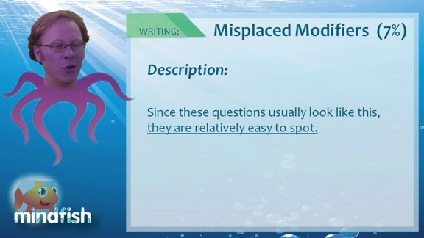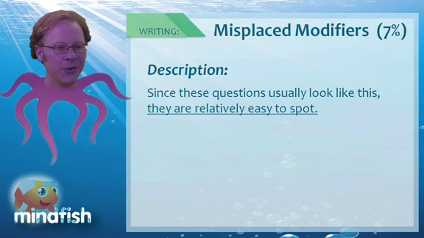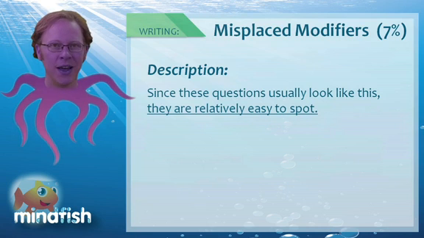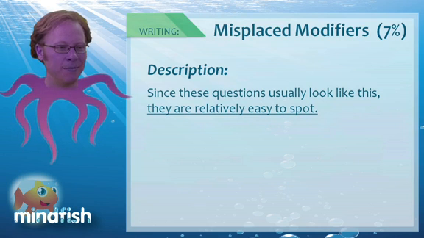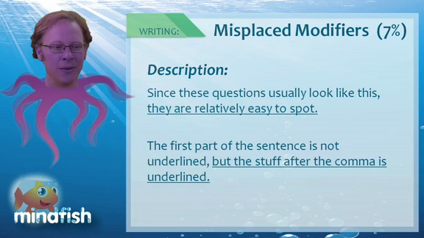Misplaced modifiers are relatively easy to spot. If you look at the description here, since these questions usually look like this, comma, they are relatively easy to spot. What the heck do I mean by that? Well, look at the next line. The first part of the sentence is not underlined, comma, but the stuff after the comma is underlined.